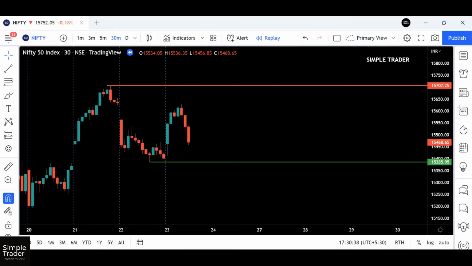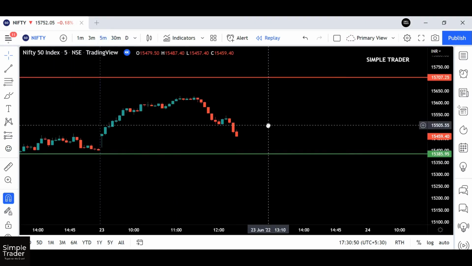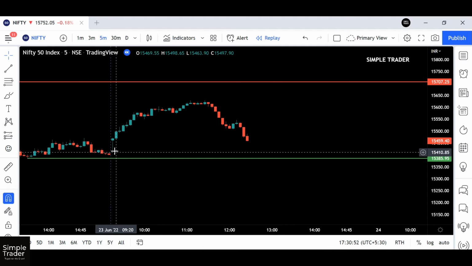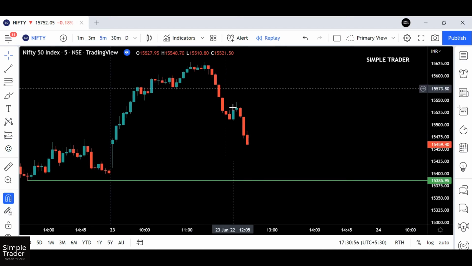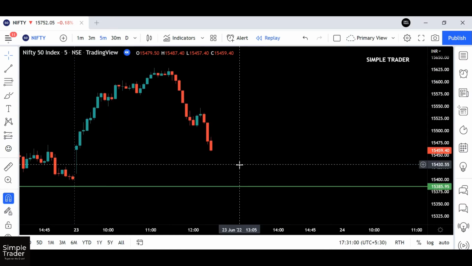So in this example, we'll see the Nifty chart in 30 minutes. Our higher time frame support and resistance, which is our trading zone, is already done. So let's go to our 5 minutes and see what is happening here. In the 5 minutes, price opened here and tried to go above, and a fall happened. So we know that this is our trading zone, and let's see what happened next.